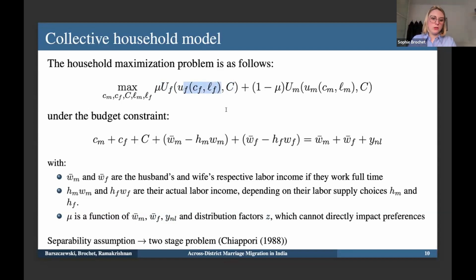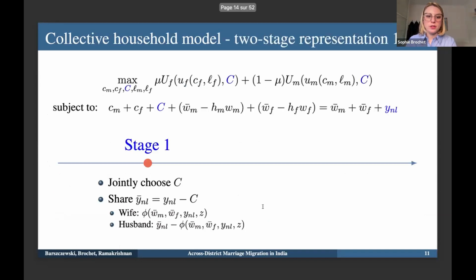Making that assumption allows us to follow Chiappori and define this problem in a two-stage representation. So the idea is that in the first stage, the household members jointly choose public consumption. So they agree together on how much they're going to spend on this public consumption. And to pay for it, they use their non-labor income, YNL. Now, it can be that YNL is larger or smaller than their public consumption. In that case, the remaining YNL bar could be negative.